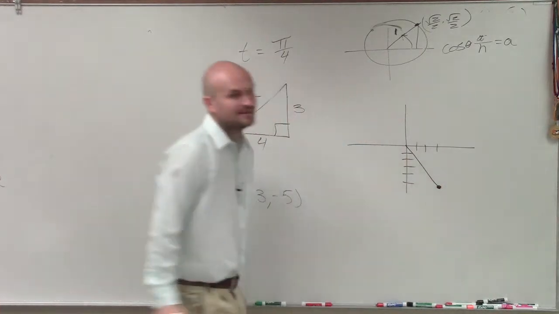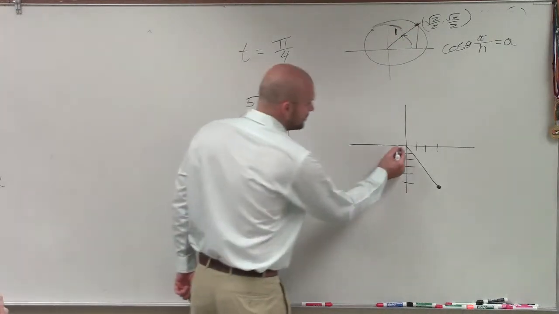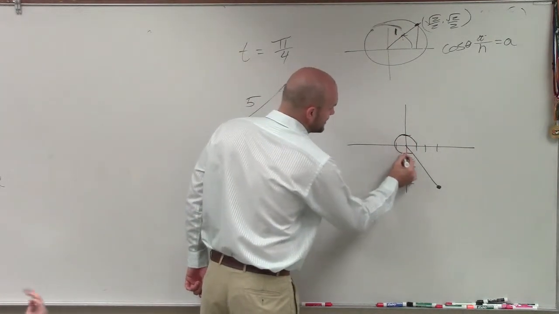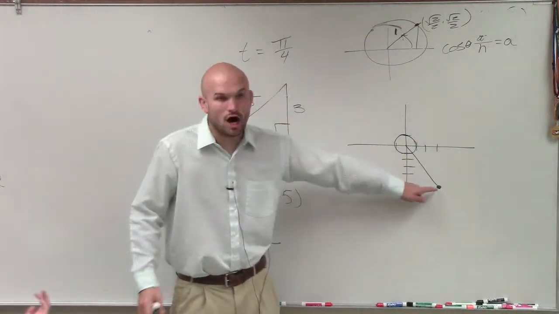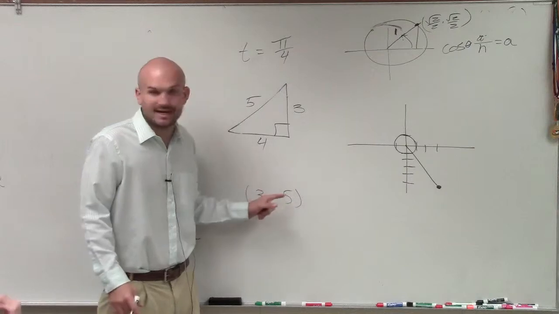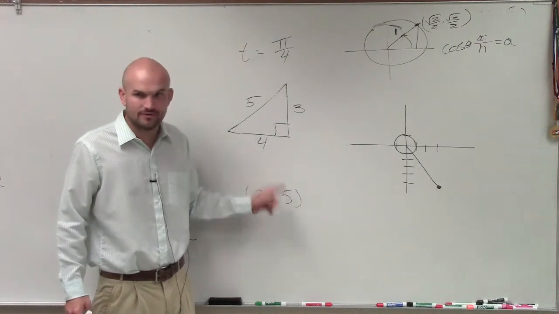But now, ladies and gentlemen, remember, the unit circle has a radius of 1. If I plot this point, 3 comma negative 5, 1, 2, 3, 1, 2, 3, 4, 5, is that point on the unit circle? No, right? The unit circle has coordinate points like this, that's the unit circle way over there. So I can't just say cosine is equal to x and sine equals y, because my hypotenuse is not equal to that value.